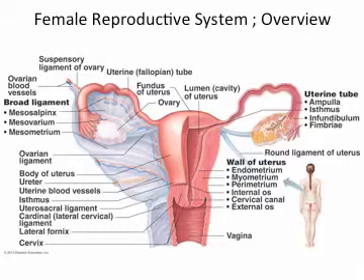And then it says there's an internal os, a cervical canal, and an external os. So an os is just an opening. So the internal opening to the uterus is the internal os, and the external opening to the uterus via the cervix is called the external os. Okay, so then if we keep traveling towards the ovaries, we can see that we enter the uterine tube.